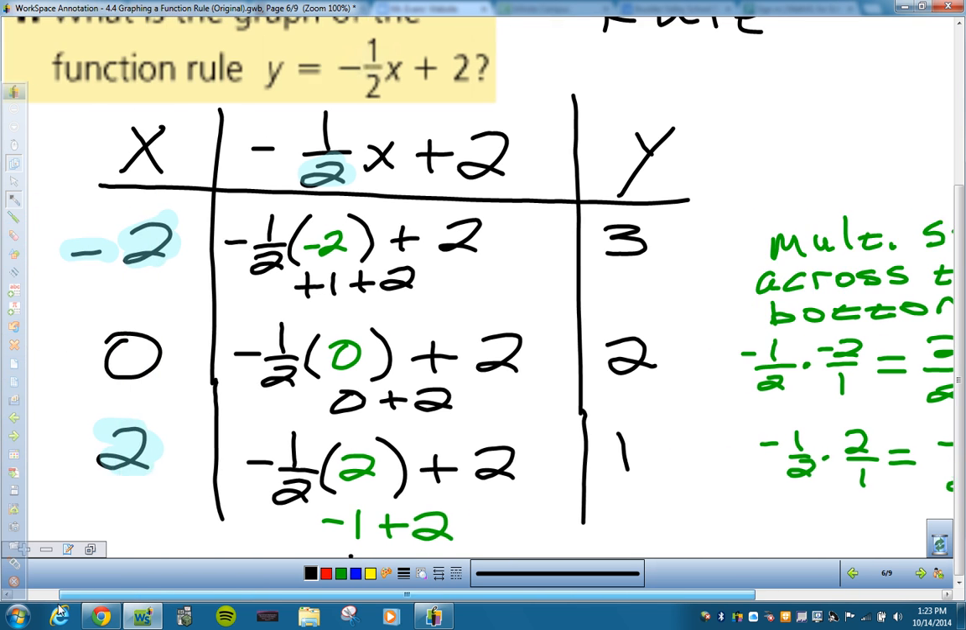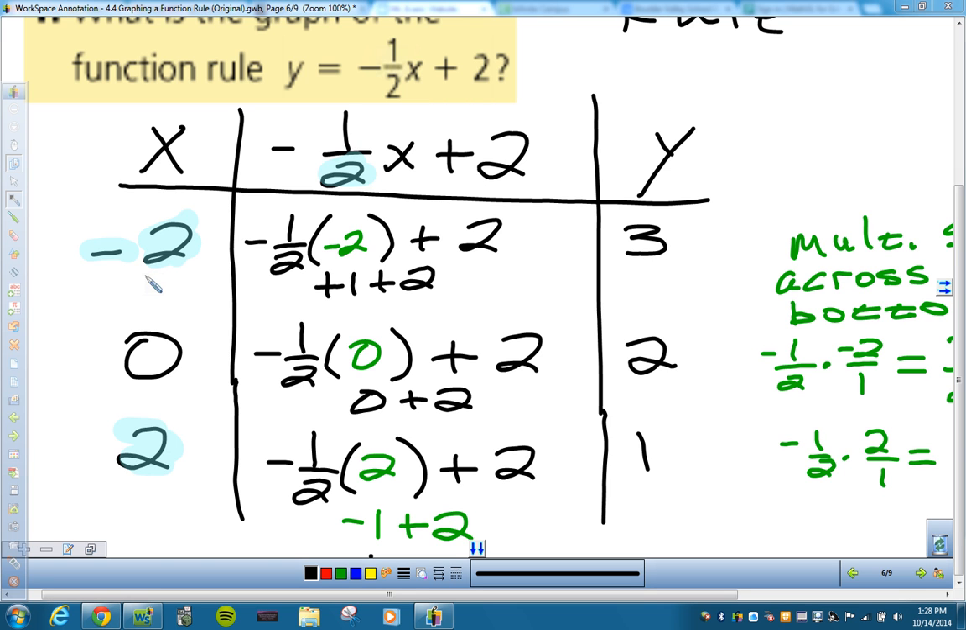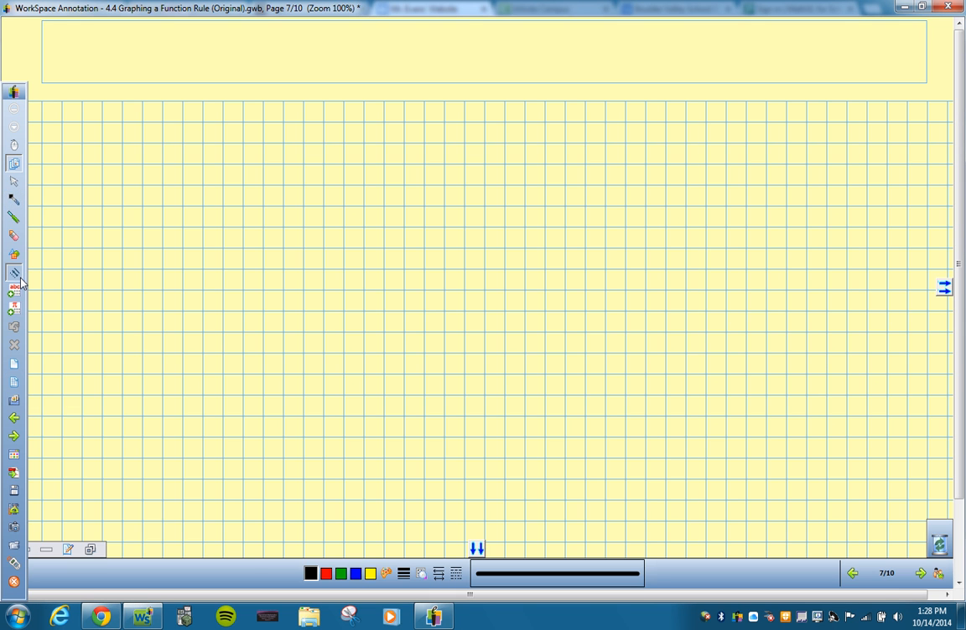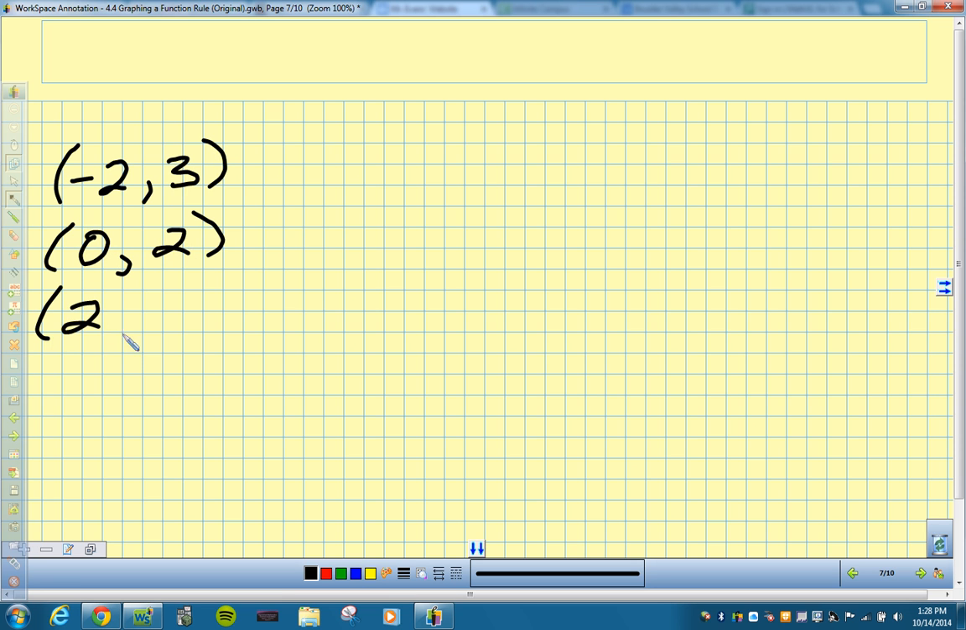So I have 3 points that I can graph now. I have (-2, 3), I have (0, 2), and I have (2, 1). So we're going to graph it next. So the points I had were (-2, 3), (0, 2), and (2, 1). Because the y values go down by the same amount each time, this graph is going to be in what shape? Straight line, right? The difference between the y values is the same each time. So that first difference is the same, which means that it's going to be a line.